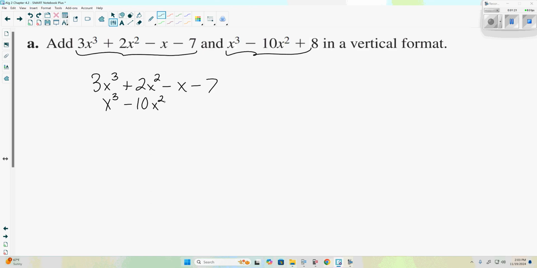However, we do not have an x term. So what we can do is either A, leave it blank and just go plus 8 and put it underneath the 7, or we can say plus 0x. So we can either put in 0x for that missing term or just leave it blank. So if we're missing a term, we can either add it in as 0 times whatever the variable to that exponent is, or just leave a spot where it's missing because there isn't one. Because we don't want to misalign like terms.